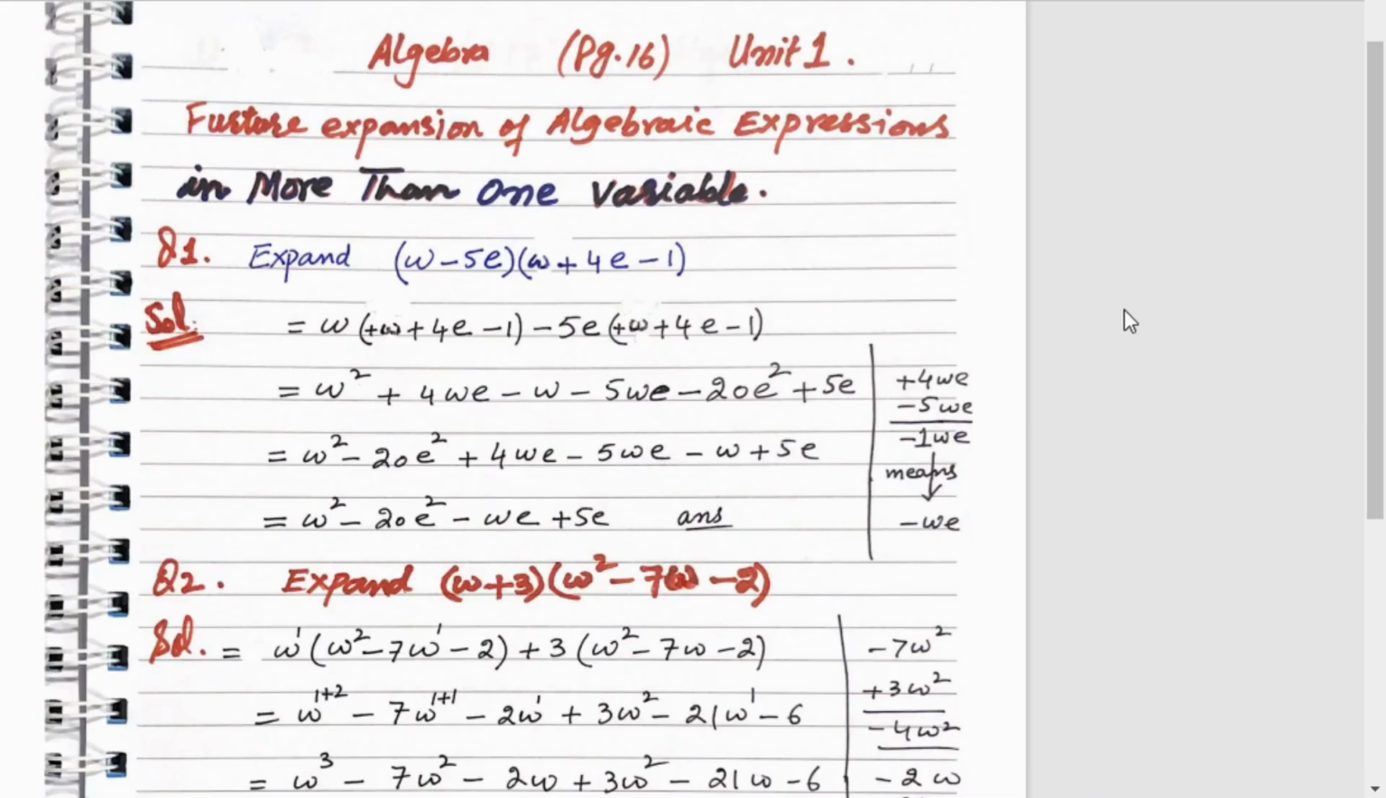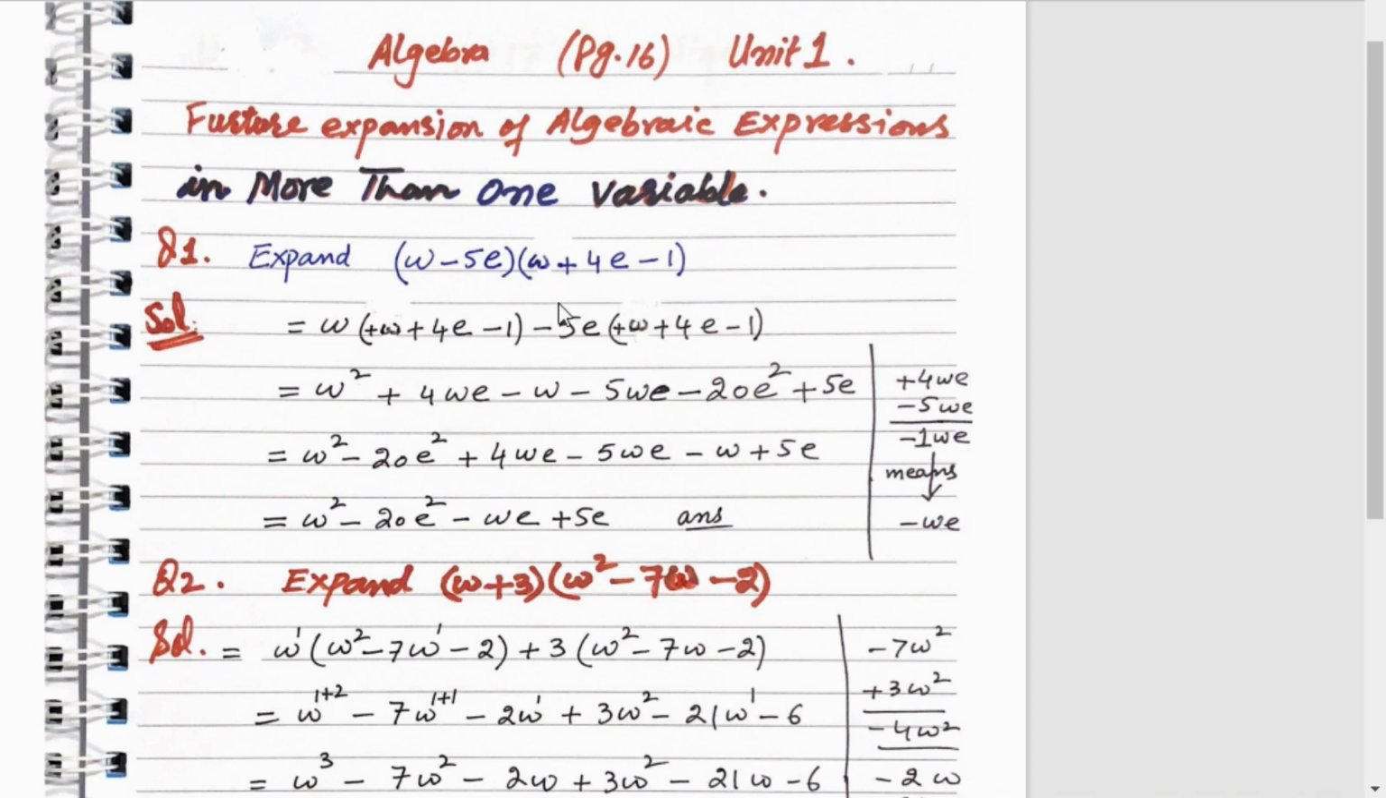Students, today we are going to learn further expansion of algebraic expressions in more than one variable. As it is obvious from the term, W and E are two different variables. In the second factor, W and E are also present. We will fix the second bracket as usual and multiply 1 w and minus 5e with the second bracket.